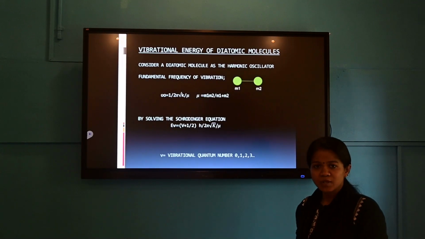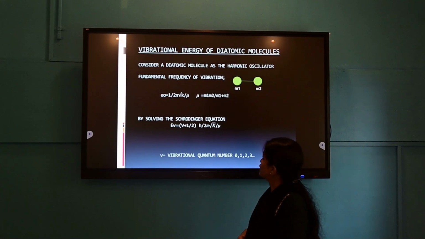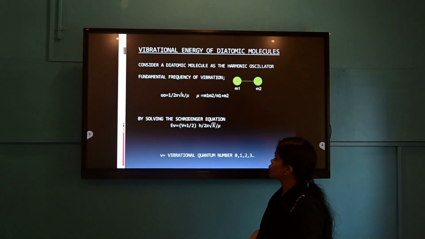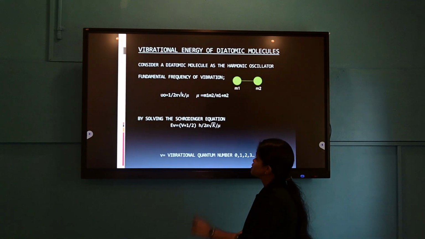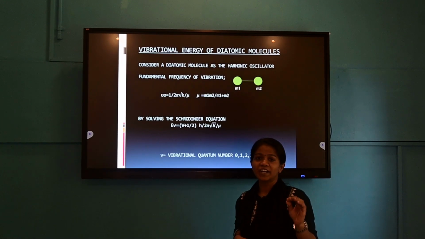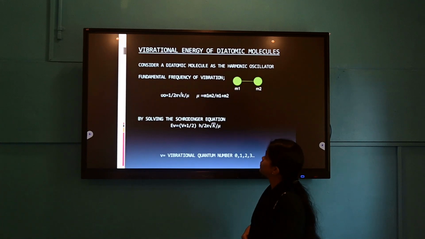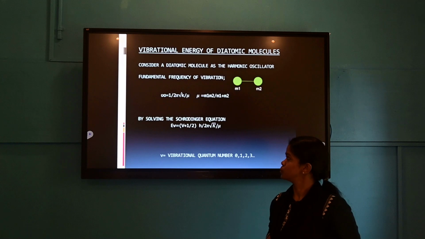The fundamental frequency of the harmonic oscillator is nu 0 equal to 1 by 2 pi root of k by mu, where k is the force constant and mu is called the reduced mass. Mu can be found out by mu equal to m1 m2 by m1 plus m2.